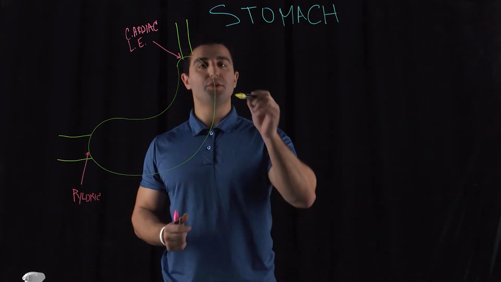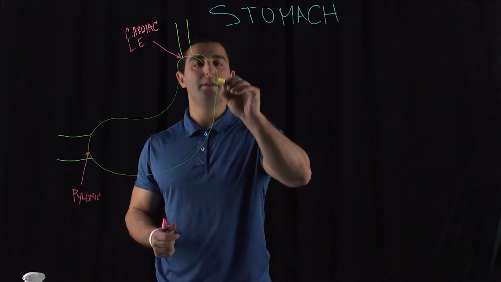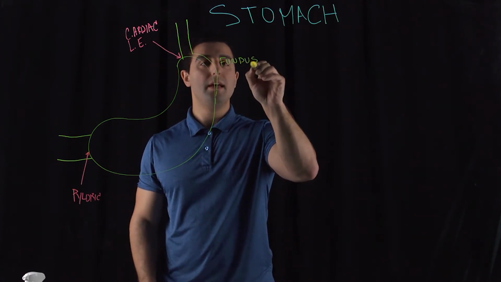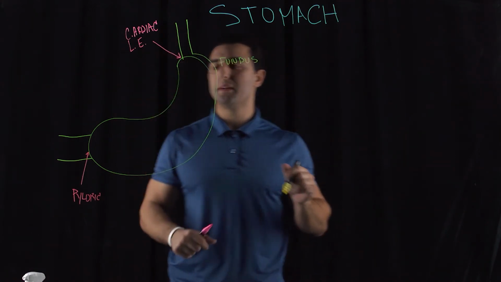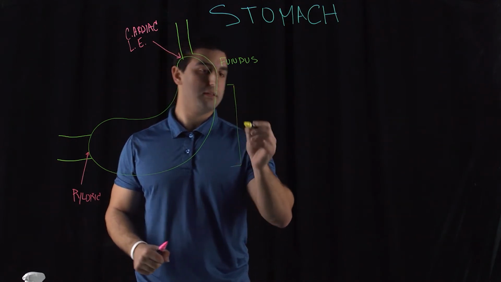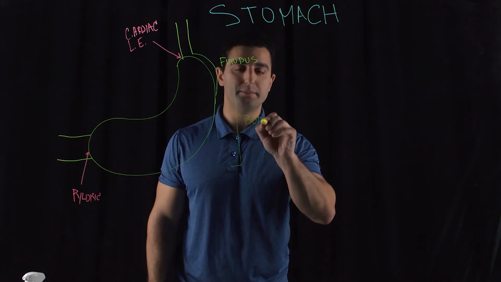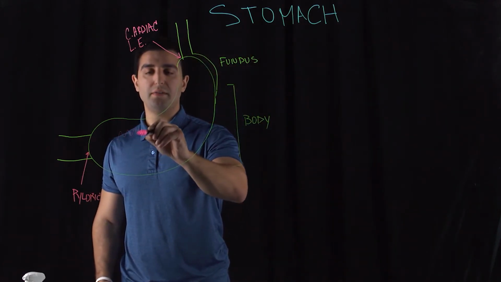Now, if we look at the actual structures here, so this little protrusion here, let me draw a little bit better here. This is called the fundus, right? And the fundus is a structural protrusion of the stomach. This region here, the rest of the stomach, is actually called the body of the stomach. Here.